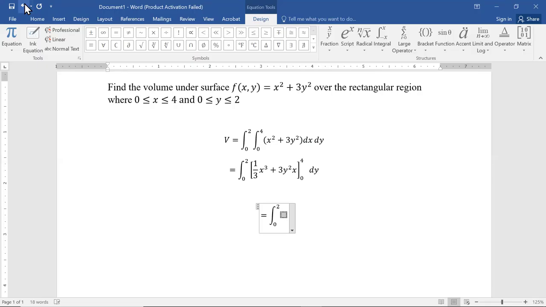Once we plug in a 4, we get 1/3 times 4 to the third power plus 3y squared times 4. When I plug in a 0, I get 1/3 times 0 to the third power plus 3y squared times 0.